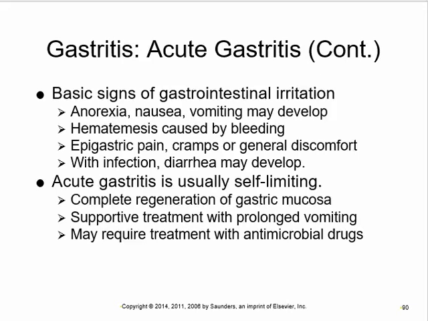It's usually self-limiting, but you might need antimicrobial drugs. You might also need supportive treatment. So if you've got prolonged vomiting, people will dehydrate, people will end up in a metabolic alkalosis and will need bicarbonates and things.